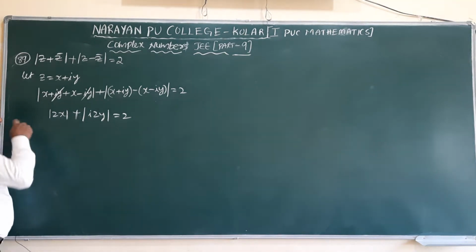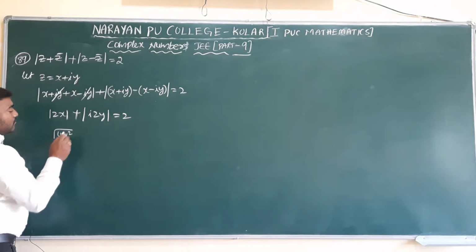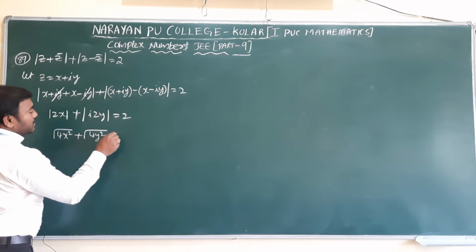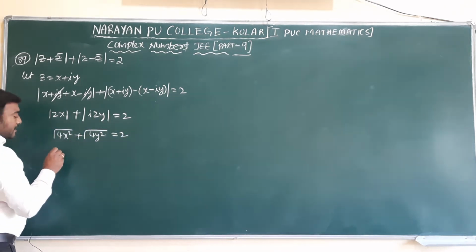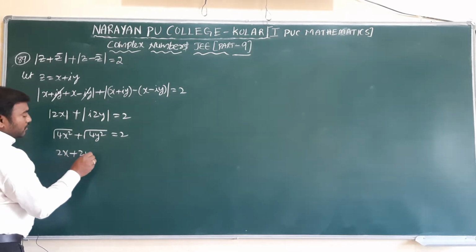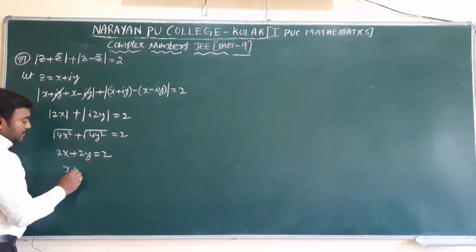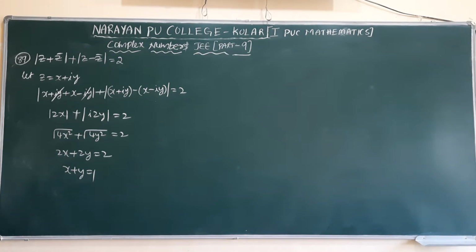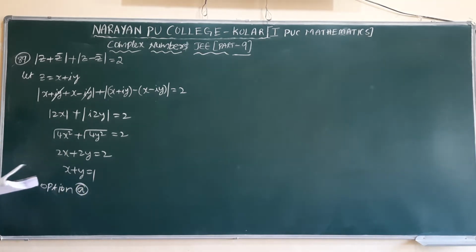2. Here modulus of 2x is square root of 4x square plus square root of 4y square is equal to 2. The square root of 4x square can be 2x plus 2y is equal to 2. Dividing throughout by 2, we are getting x plus y is equal to 1. This is the equation of the straight line. The option A is the correct option.